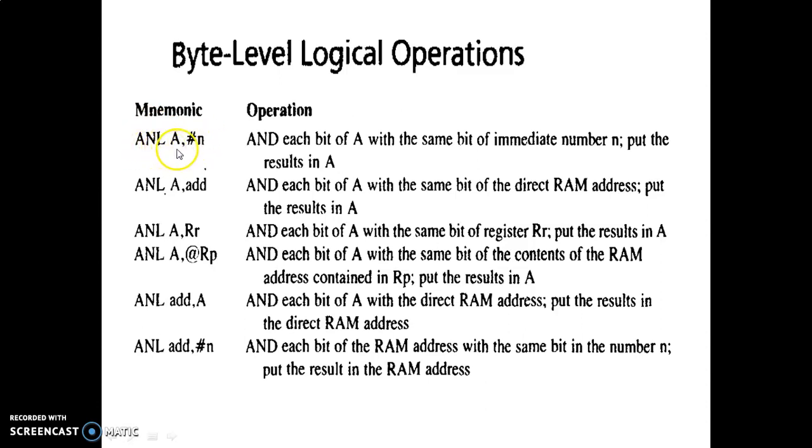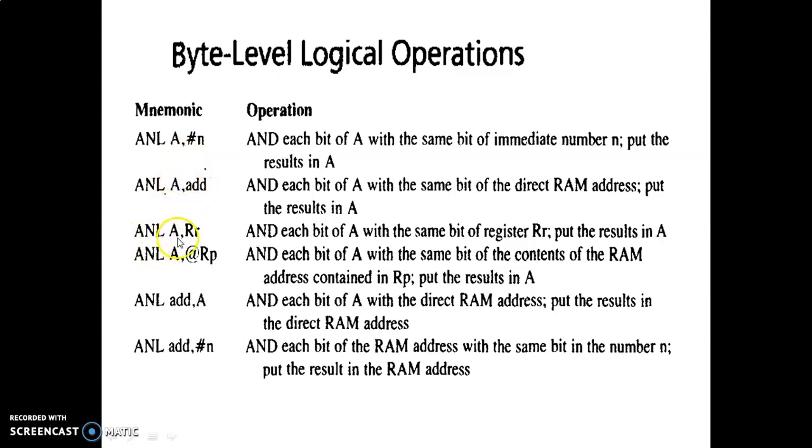If you see this particular instruction ANL A, #n, this instruction performs a logical AND operation between the accumulator content and the 8-bit data specified in the instruction and transfers the result to the accumulator register. The second instruction we have is ANL A, address. This instruction performs a logical AND operation between the accumulator content and the addressed byte specified in the instruction and transfers the result to the accumulator register.